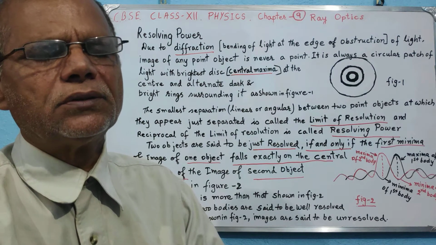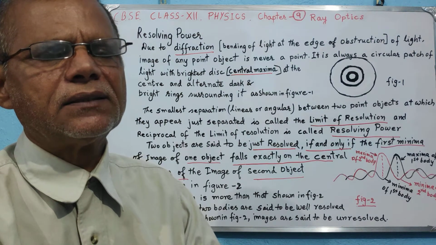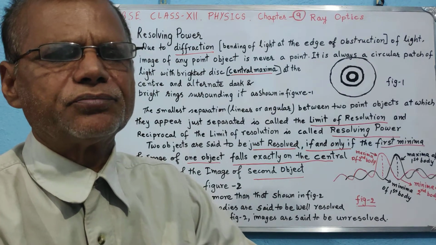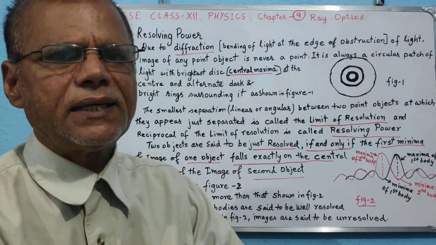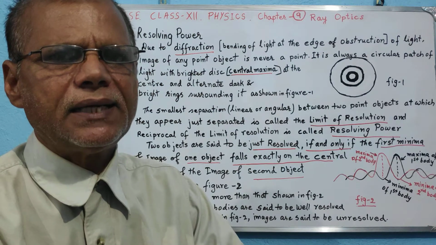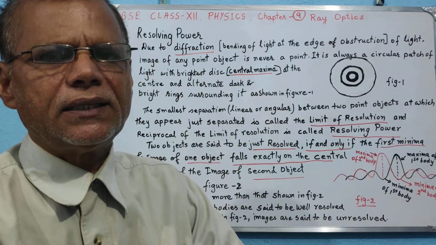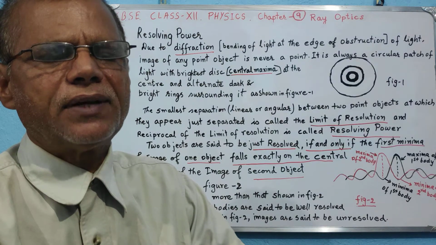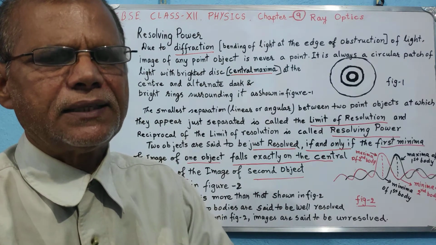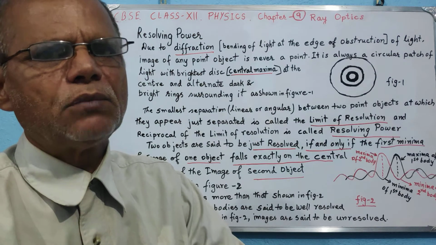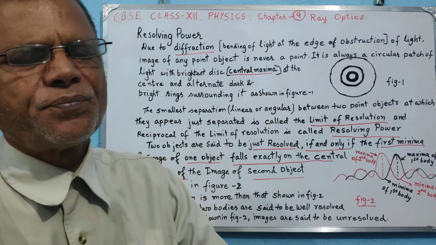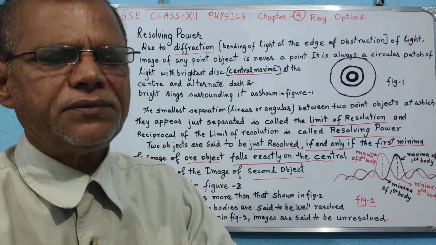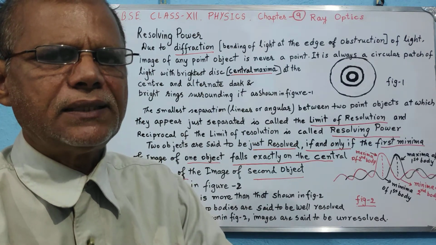And due to this bending of light, we get a certain pattern, an alternately bright and dark pattern is obtained. This is called the diffraction fringe pattern. We will learn more about it in the next chapter. So now I hope that you got some idea what diffraction is. It is bending of light.